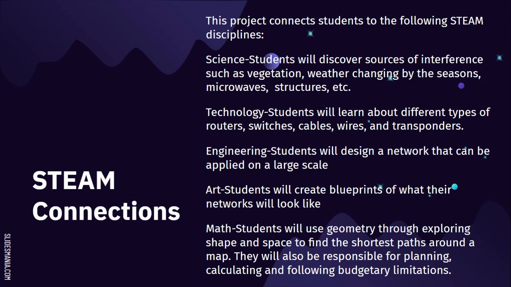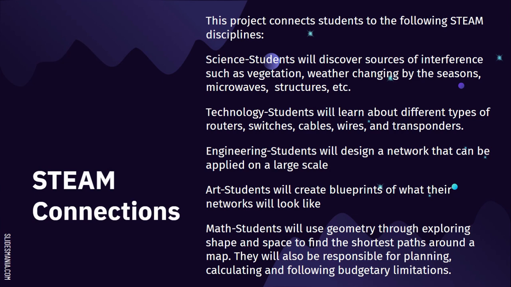What's great about this project is that it connects students to all of the following STEAM disciplines. For the science aspects, students will discover sources of interference such as vegetation, weather changes, microwaves, structures, and so on. For the technology portion, students will learn about different types of routers, switches, cables, wires, and transponders. When it comes to engineering, students will design a network that can be applied on a larger scale. And for the arts, students will create blueprints of what their networks will look like.